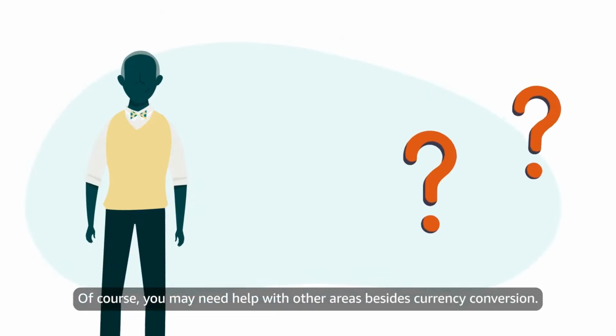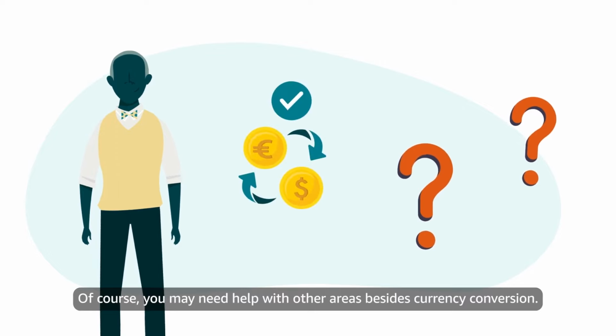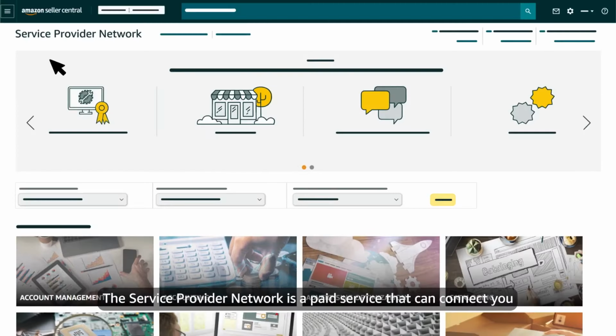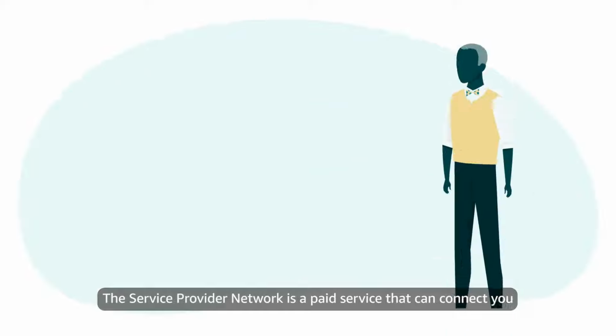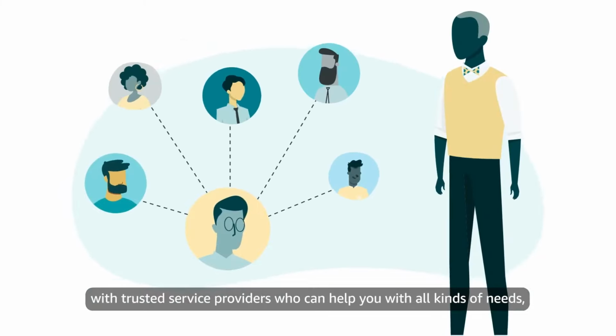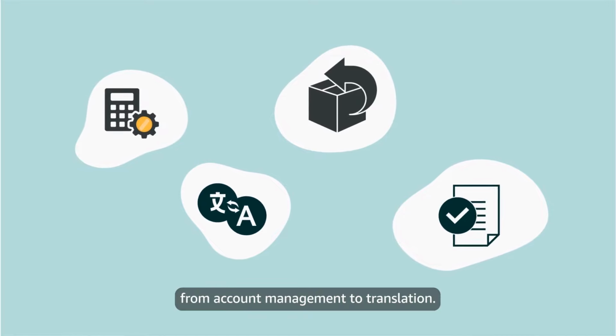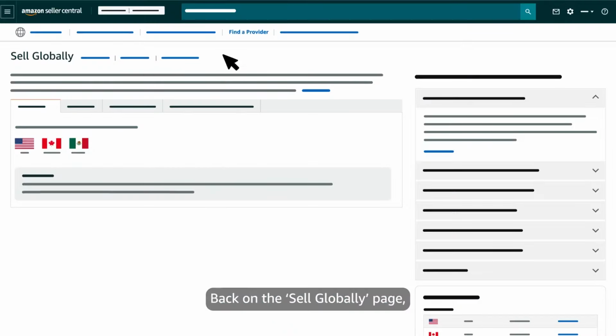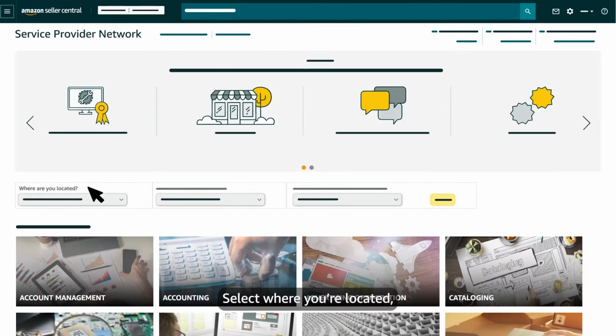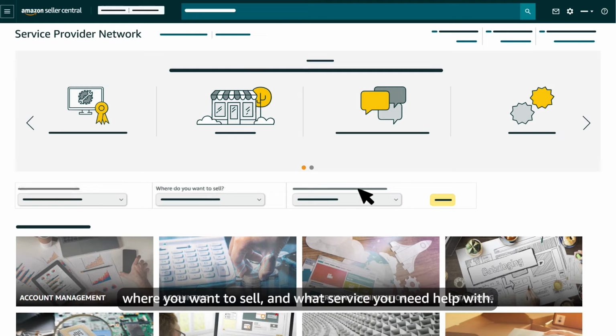Of course, you may need help with other areas besides currency conversion. The Service Provider Network is a paid service that can connect you with trusted service providers who can help you with all kinds of needs, from account management to translation. Back on the Sell Globally page, select Find a Provider at the top of the page. Select where you're located, where you want to sell, and what service you need help with. Then select Search to view a list of providers tailored specifically to your needs.